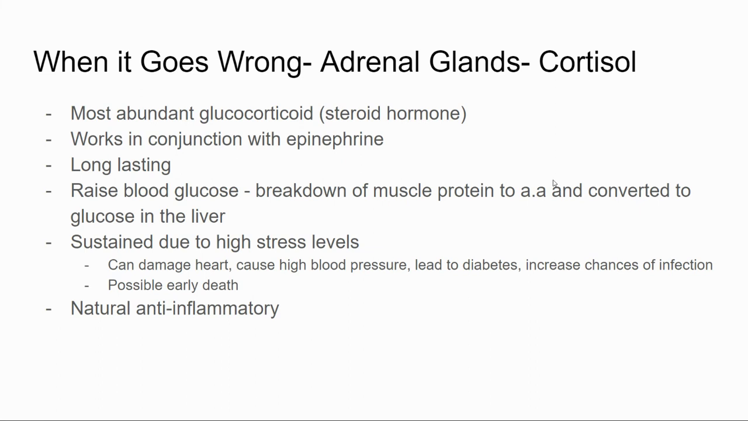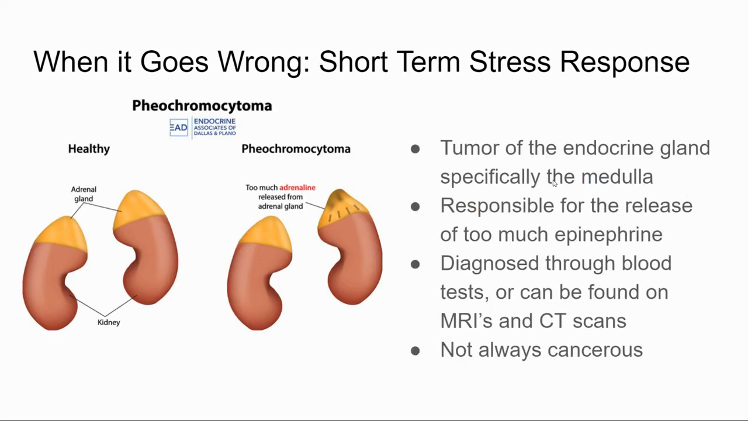Now, the one thing that is really good about cortisol is that it is a natural anti-inflammatory. So it actually helps with inflammation all around the body when secreted in small amounts.